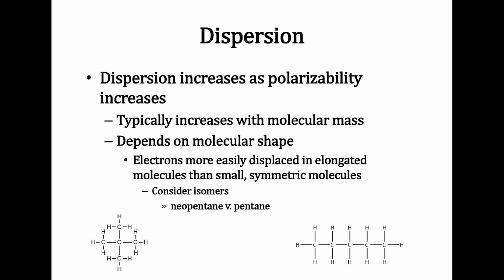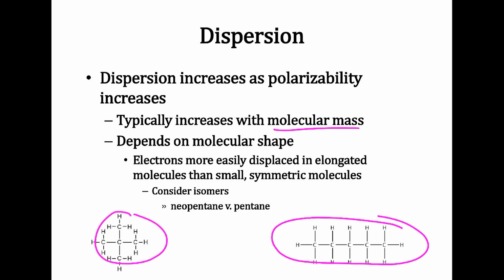So the way I like to think about that is how well can the molecule accommodate the electron density being shifted, or maybe that symmetry being disrupted within a molecule. We talked about last time that polarizability increases as molecular mass increases, and it also depends on the molecular shape. So if you have an elongated molecule, it will be able to displace that electron density much more readily than something that is more spherical in nature.